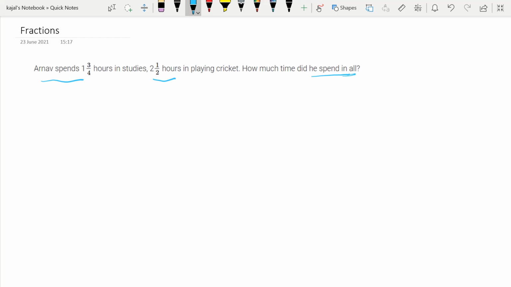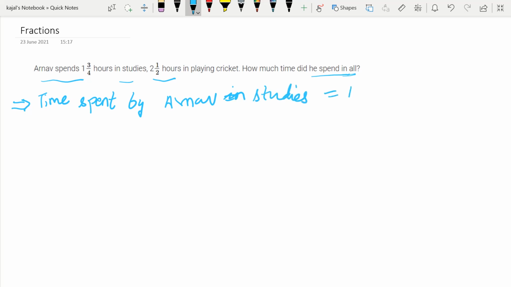The time spent by Arnav in studies and playing cricket are given. We have to calculate the total time. First we have to write in words also because this is a word problem. So time spent by Arnav in studies. First we have to write in studies how much time is given, which is 1 and 3 by 4 hours.